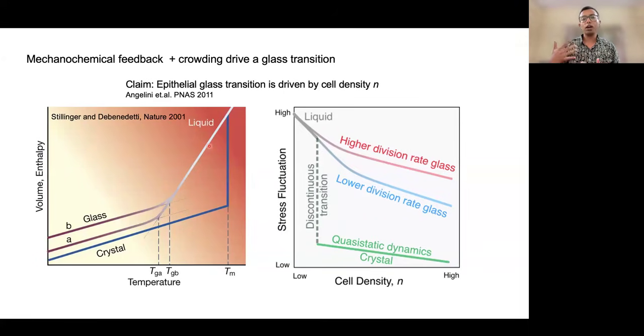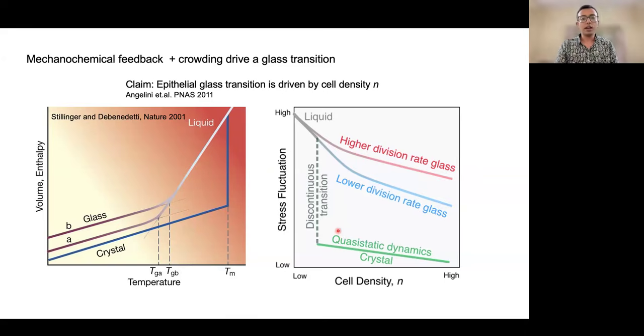But we want to adapt it to the epithelial tissue case, in which the claim is that the transition is driven by cell density. If this is true, then we should have a picture like this, in which as we increase the density in a quasi-static manner, it should go from the fluid-like to the solid-like state in a discontinuous transition. But if we increase density through cell division at a finite rate, then it should go into a glassy phase, and at a higher division rate, it will get into the glassy phase faster. So that is the claim.